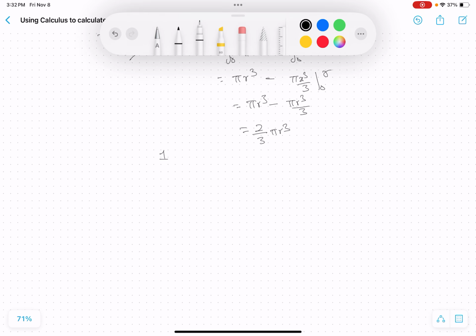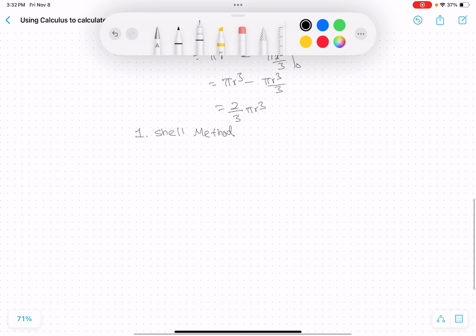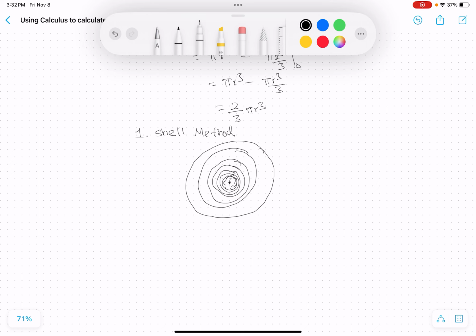In the cell method, we are going to add small soccer-ball or football-like elements. Basically, a sphere is a combination of different layers. This is a hollow sphere, and there's another hollow sphere, and another, and another, all around the center. So we are going to add the volume of the layers.